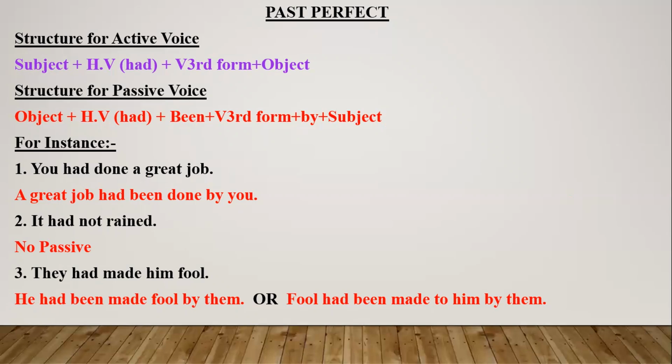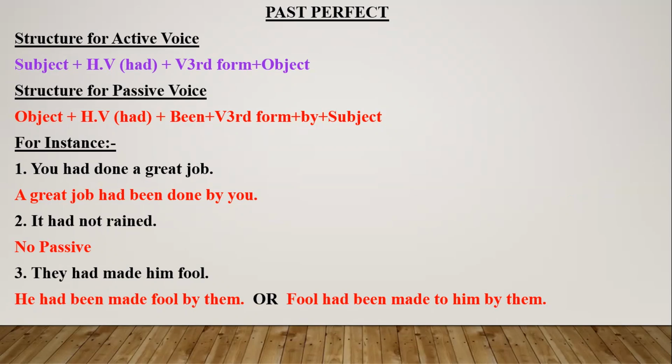Number three: They made him fool. So you can make two sentences. For example, if you're taking him as an object, the sentence would be: He had been made fool by them, or Fool had been made to him by them. So you can make it in two ways, like number one and number two. So we have finally done the past tense also. Now we are moving towards the future.